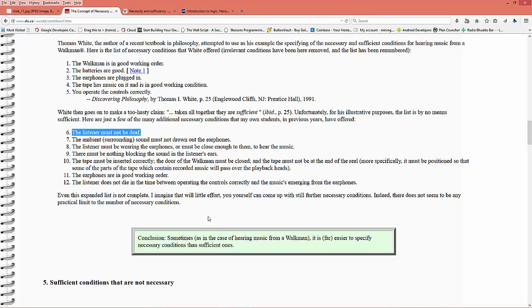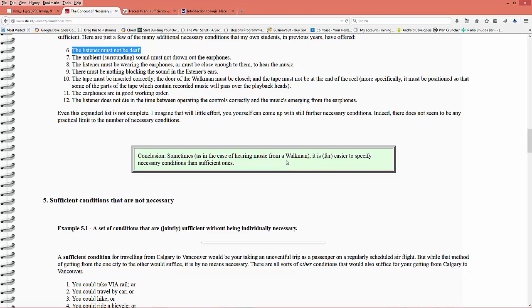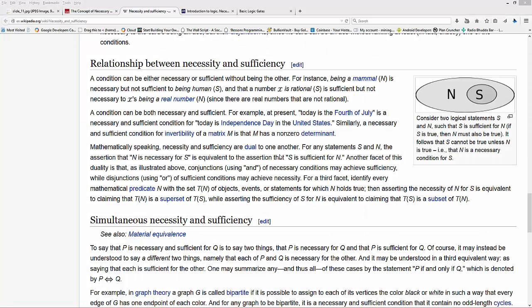So sometimes, as in this case, it is far easier to specify necessary conditions than sufficient ones. In other words, you may not be able to specify all of the conditions. Now, you may well be forgiven for being confused when trying to understand the relationship between necessity and sufficiency. This is partly because of the dual relationship between the two. For example, a condition can be either necessary or sufficient without being the other.